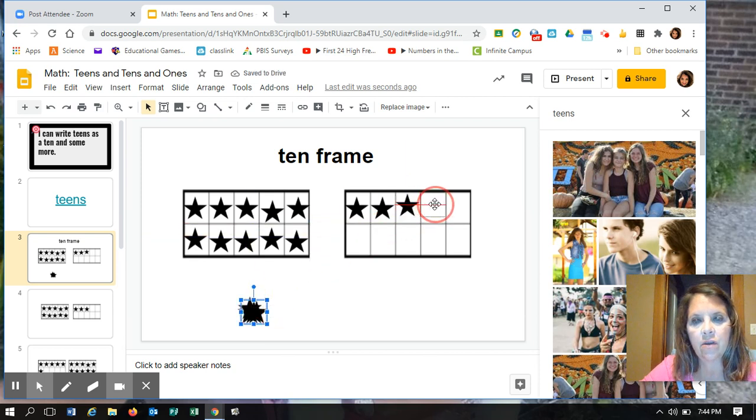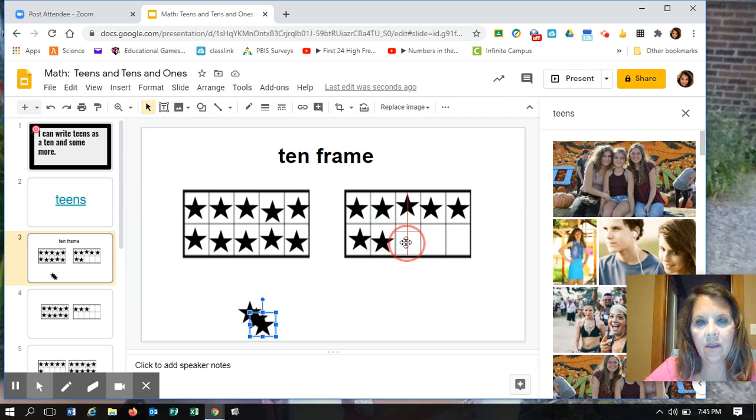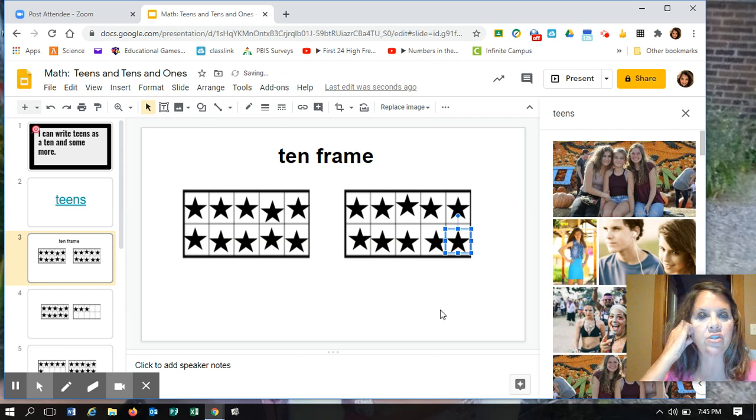10 and 4 is, everybody? 14. I see some of you saying it. 10 and 5 is 15. 10 and 6 is 16. 10 and 7 is 17. 10 and 8 is 18. And then 10 and 9 is 19. Now, if I was to add one more to this 10 frame, I would now have 20, which is 2 tens, which is not in the teens anymore.